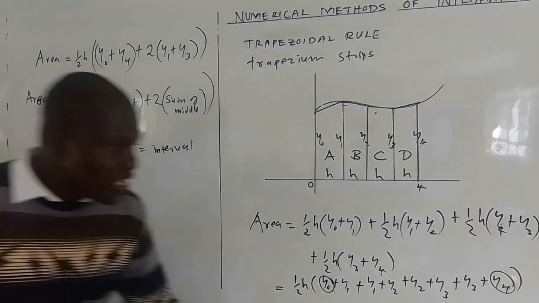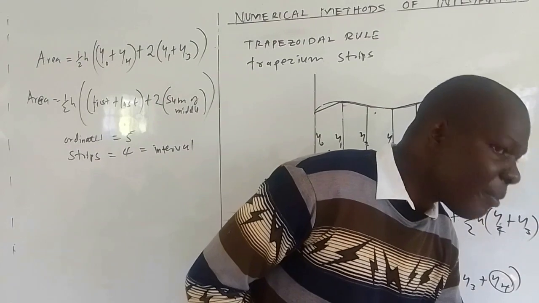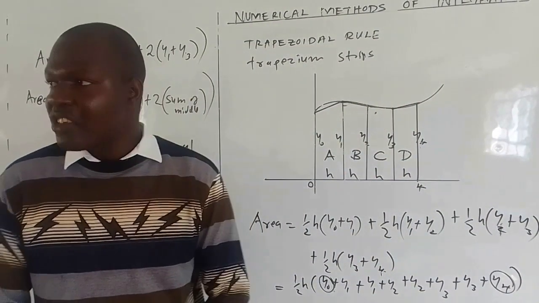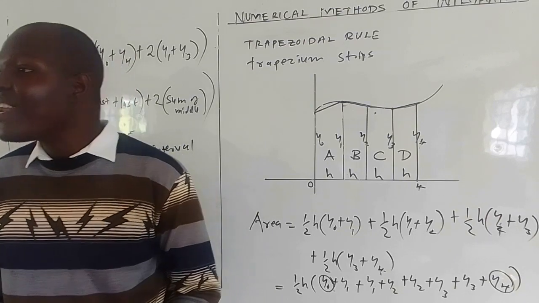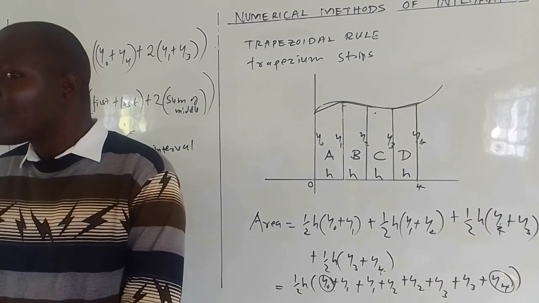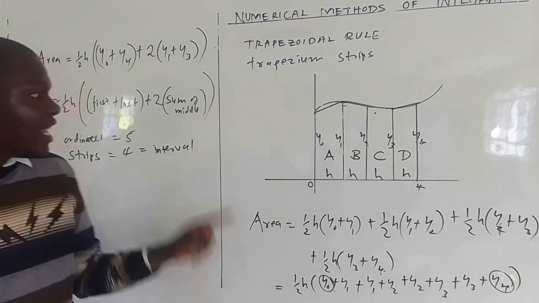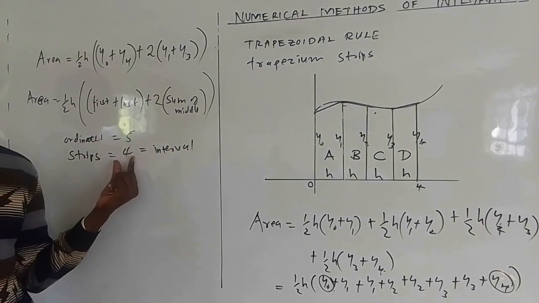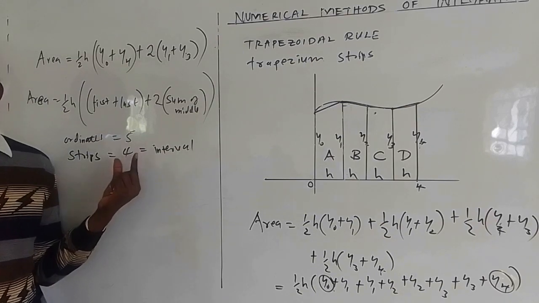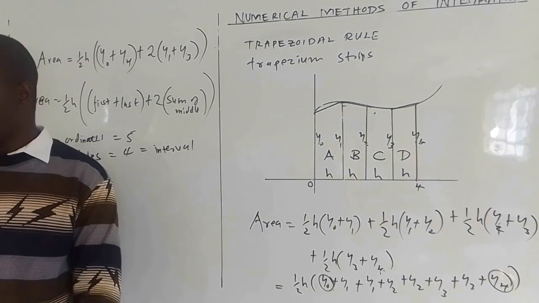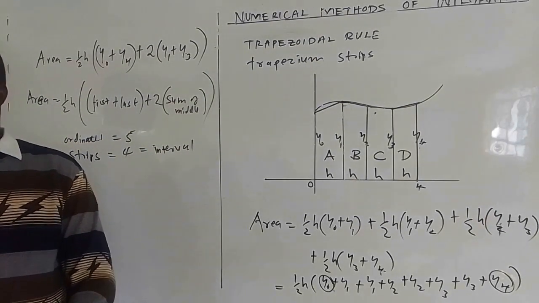So when somebody tells you we are doing approximation with the number of strips, ordinates is not our business. So when somebody tells you to use trapezoidal rule with 9 ordinates, you will know the number of strips. When you have 9 ordinates, how many strips will that be? 8 strips. Are you getting the idea? The number of strips is what is important to us.